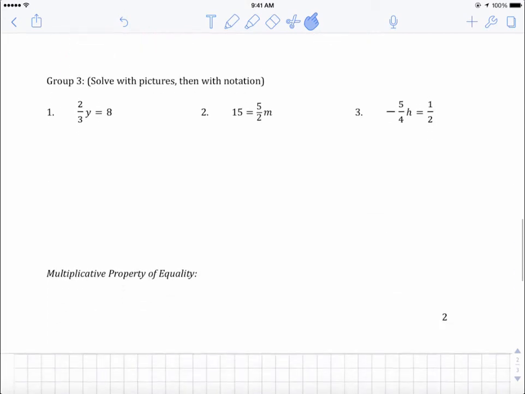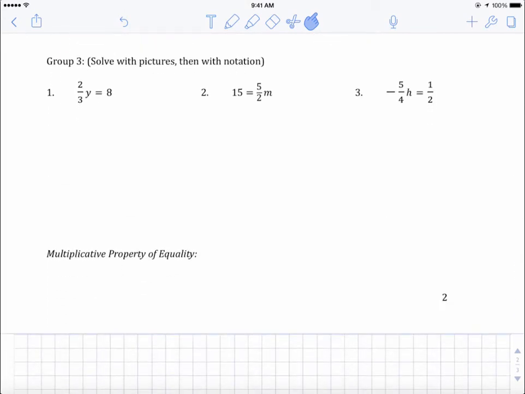Okay, let's finish up. All right, so these are some slightly tougher problems, but I think we're going to be all right.